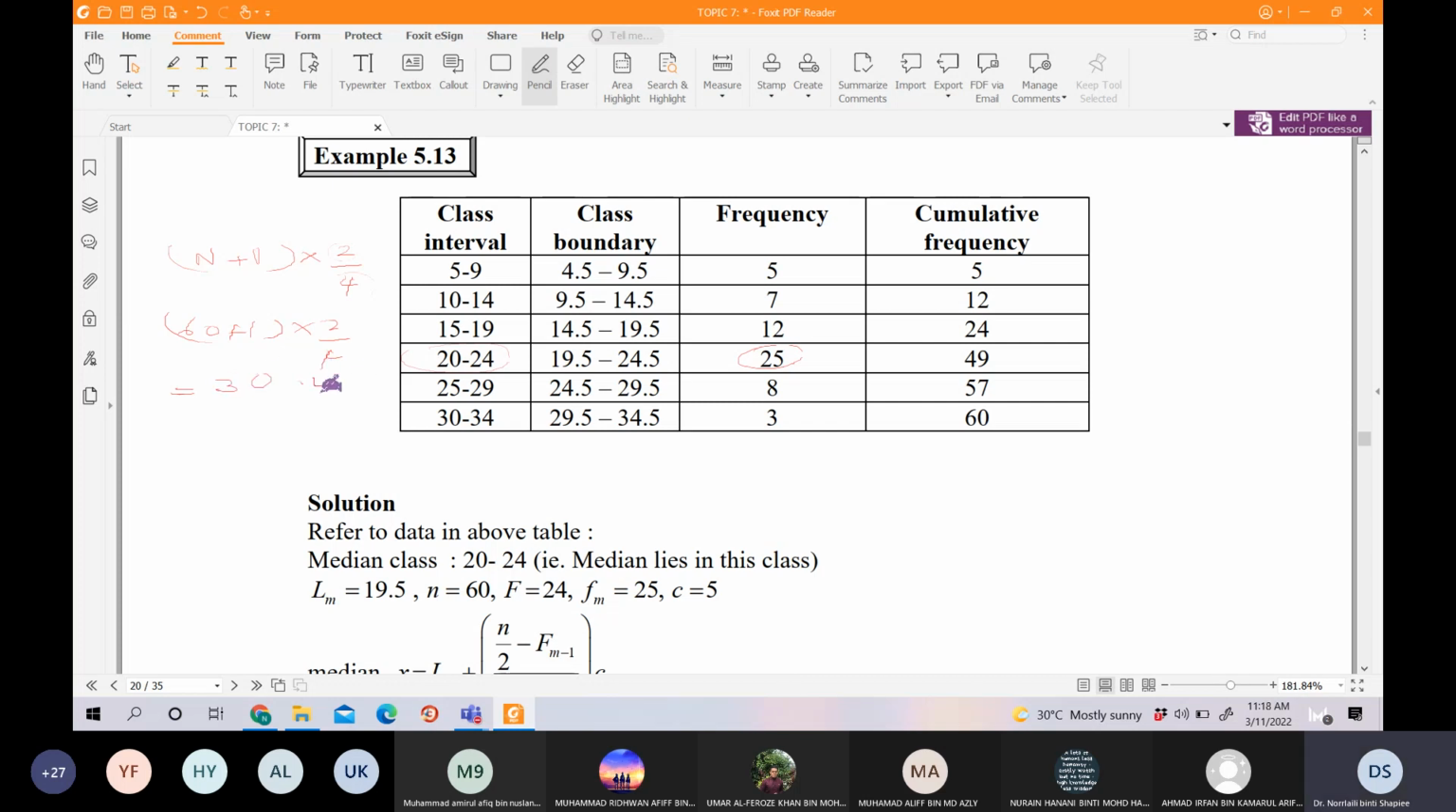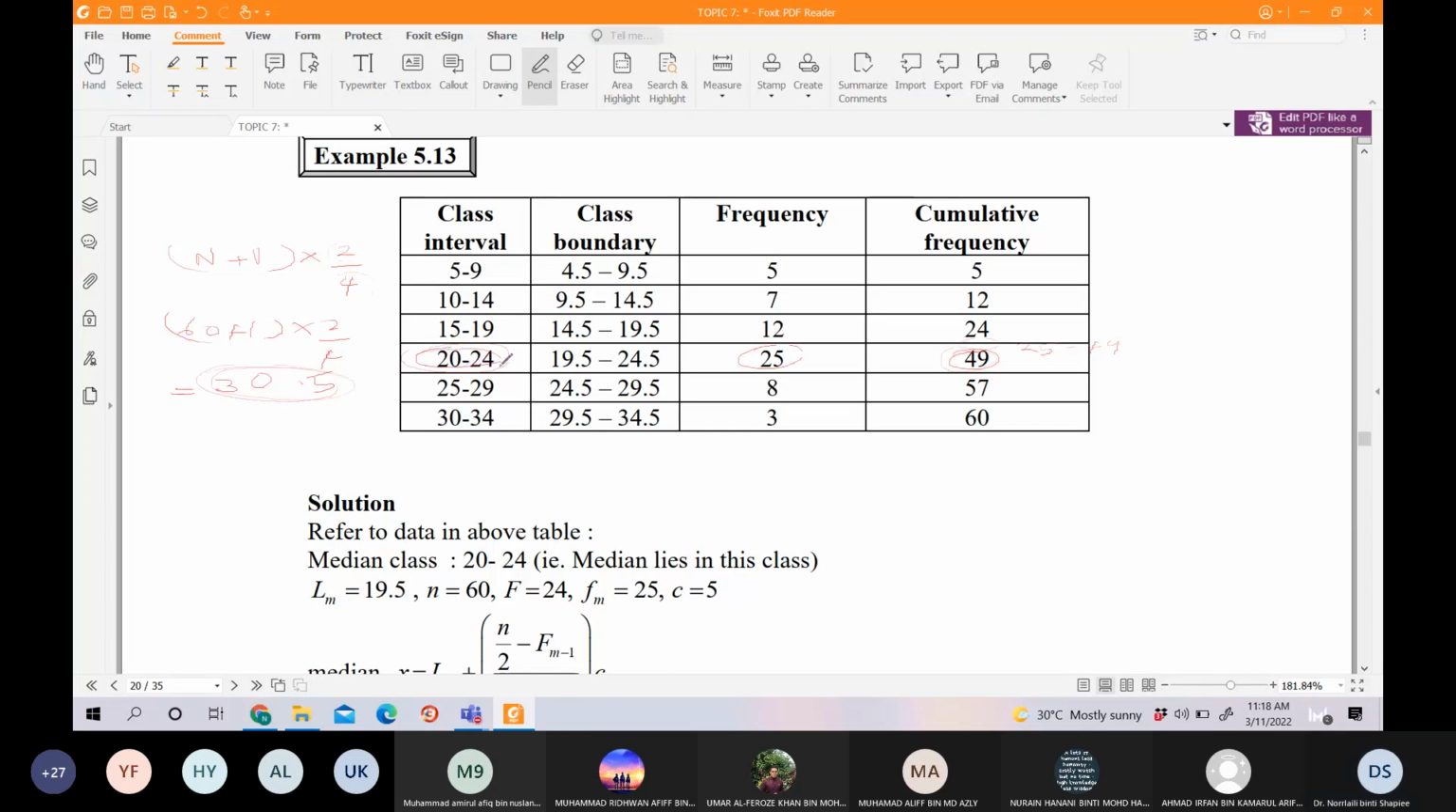Dapat 30.5 kan? So 30.5 ni kita tengok kat mana? Kita tengok dekat cumulative frequency. Kat mana cumulative frequency kita 30.5 dekat sini. Sebab cumulative frequency ni sampai 24 saja. So 25 sampai 49 adalah dekat sini. Since kita punya 30.5, kita punya median dekat sini 25 to 49. So automatically we know that class interval kita adalah dekat 20 to 24.